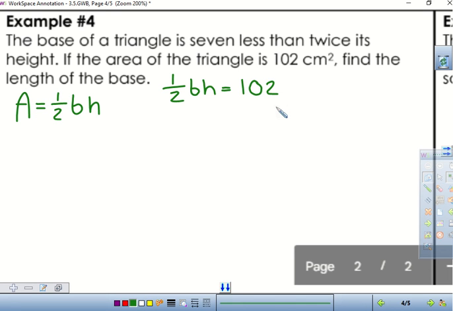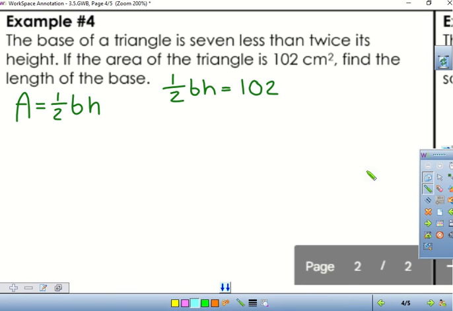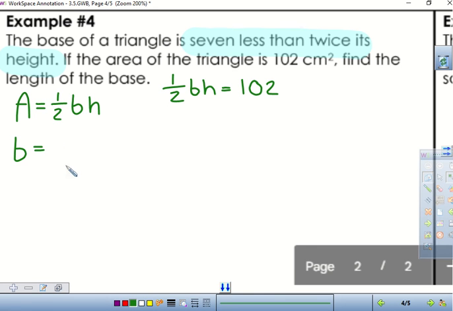For the sake of simplicity of solving, I'm going to leave the units off and put them back later. Now we have to come up with one of the formulas for one of the letters. It says here that the base of the triangle is 7 less than twice its height. So we can say the base is equal to 2h minus 7, because it's 2 times the height and then they take 7 away from it. That's how you get the base.